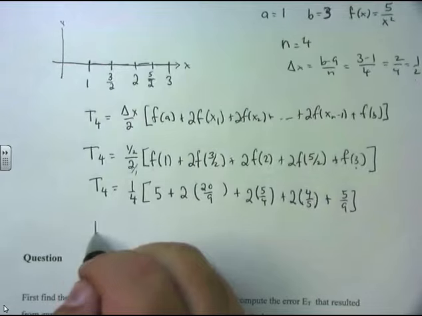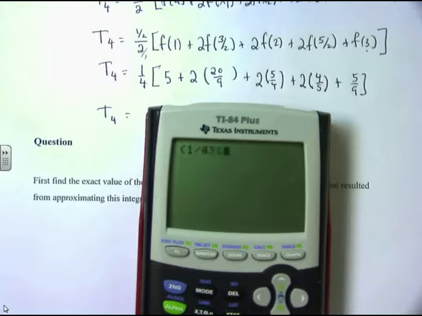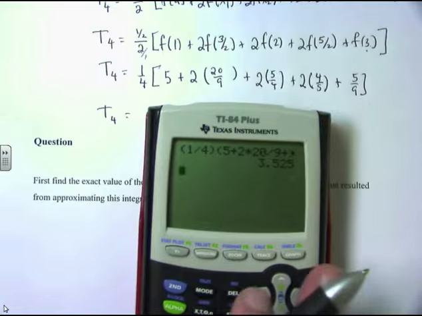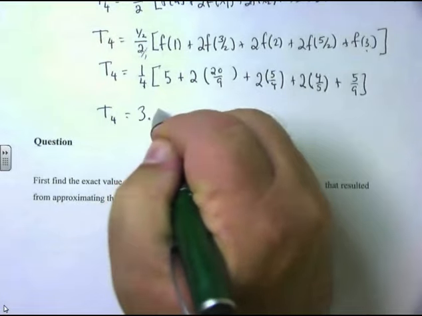So according to the trapezoidal rule, I'm just going to slide it up here and let you see, this is very calculator friendly stuff. 1 divided by 4 times (5 plus 2 times 20 divided by 9 plus 2 times 5 divided by 4 plus 2 times 4 divided by 5 plus 5 divided by 9). Close parentheses there. And I end up getting, for the trapezoidal rule for 4 partitions, 3.525.